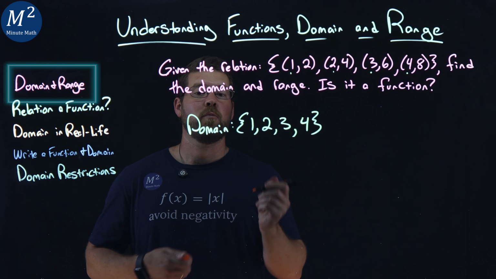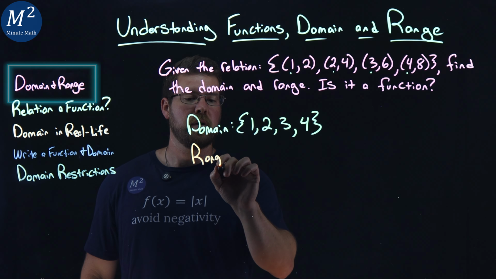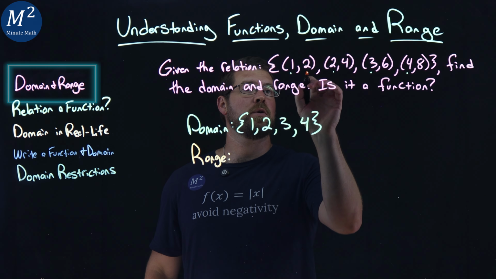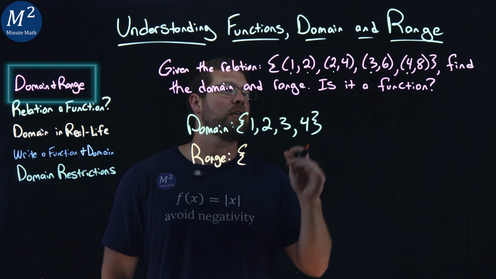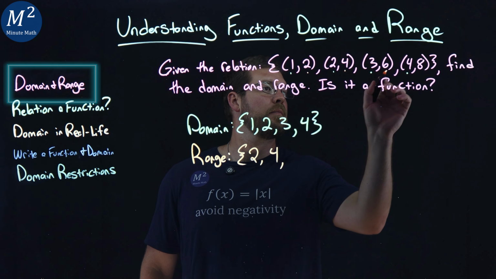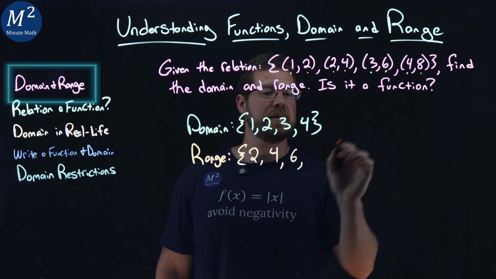Now what about our range? Well, if the domain is the x values, the range is going to be our y values of each coordinate point. So the set of values of 2, 4, 6, and 8.